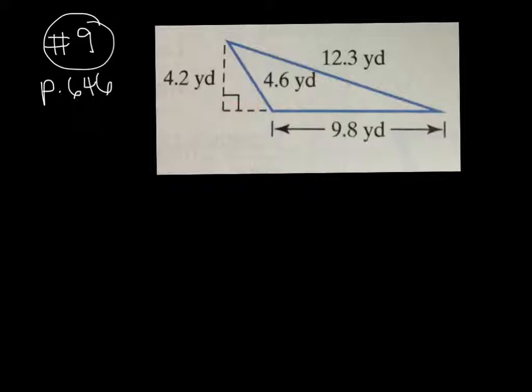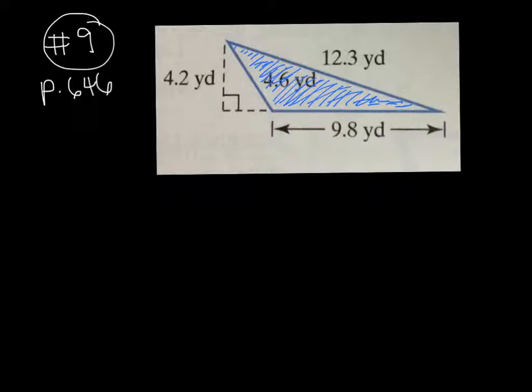Notice this line and this line are perpendicular, since the height is always perpendicular to the base. They want us to find the area of this figure. So the area is just the inside of that triangle. If you had a triangular room in your house and you wanted to put carpet in there, you would find that area.